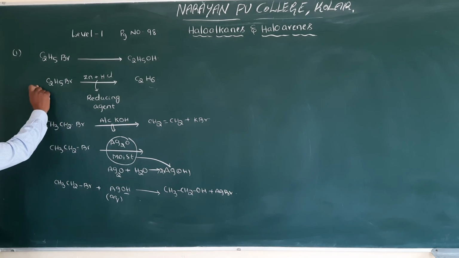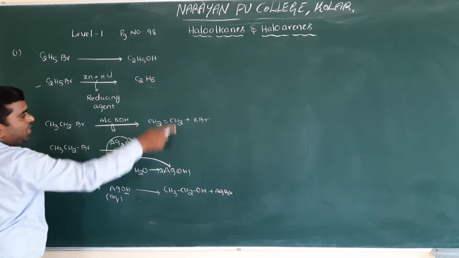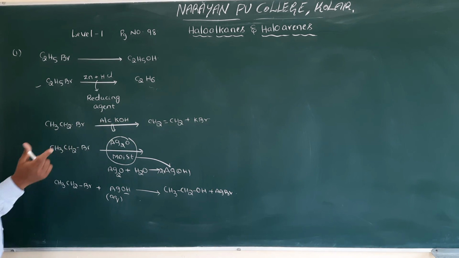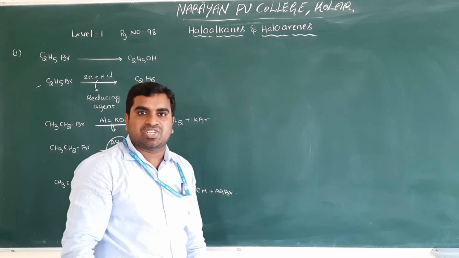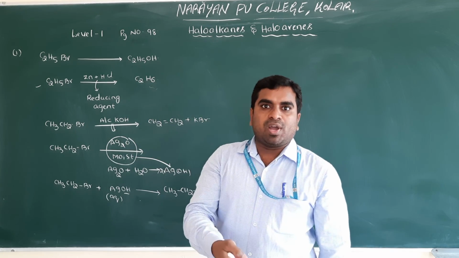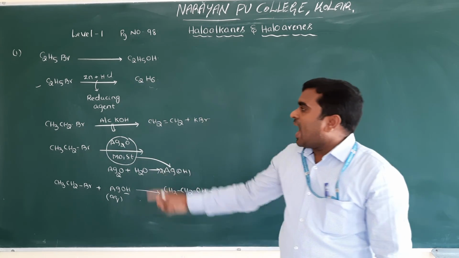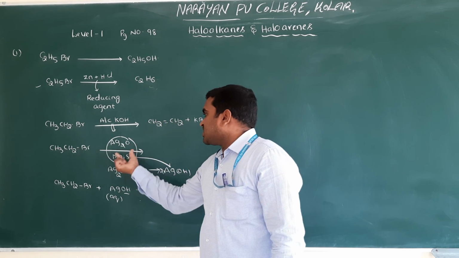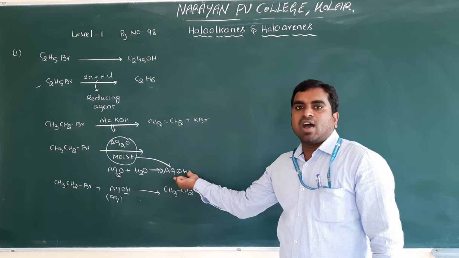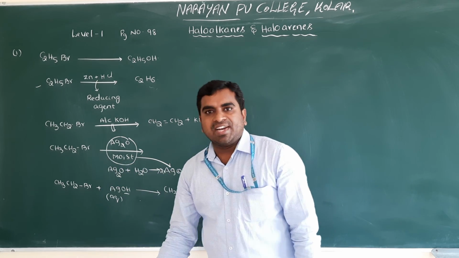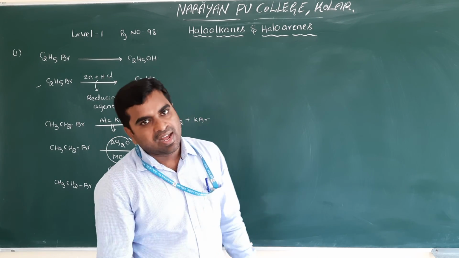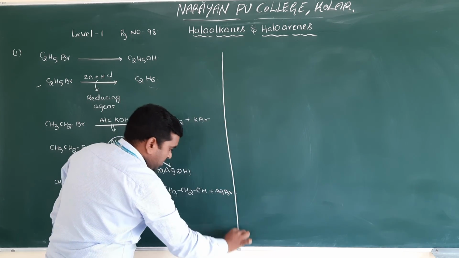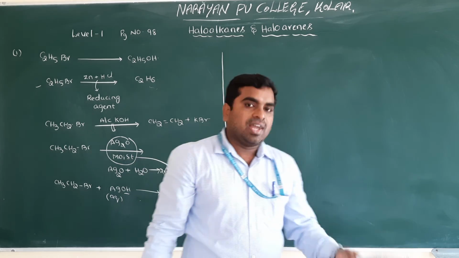So the first option is wrong because you are getting C2H6. Alcoholic KOH means elimination takes place here. I already mentioned whenever alkyl halides are treated with aqueous KOH, it is a substitution reaction; alcoholic KOH, elimination reaction. And moist Ag2O means you will get silver hydroxide. Whenever alkyl halides are treated with silver hydroxide, the products are alcohols. So option 3 is the correct one.